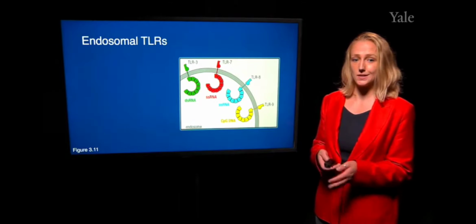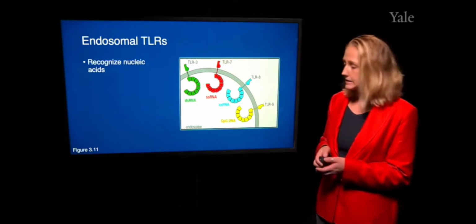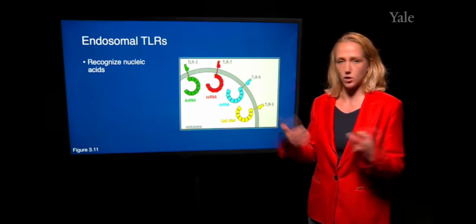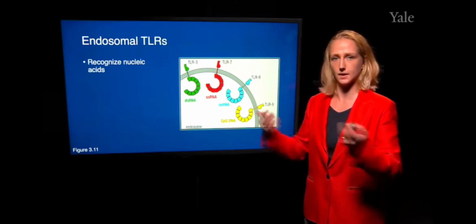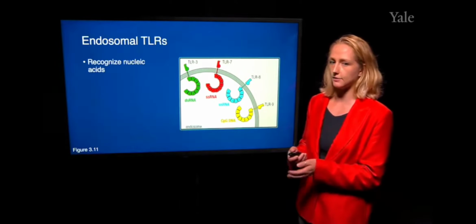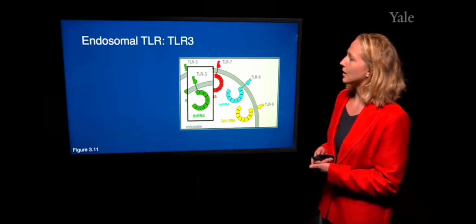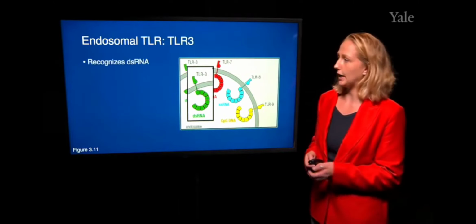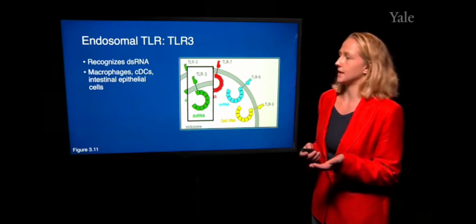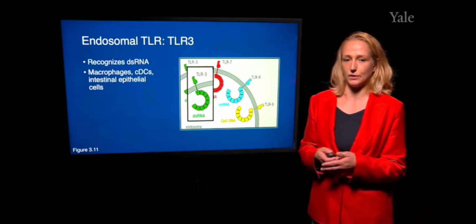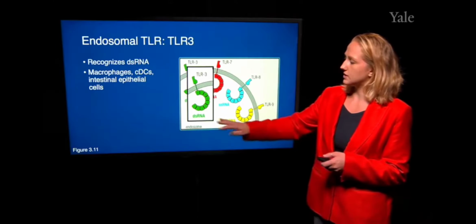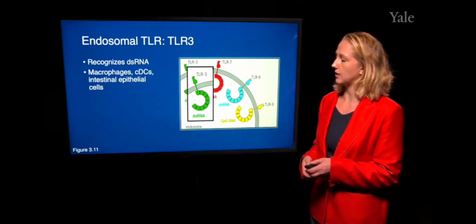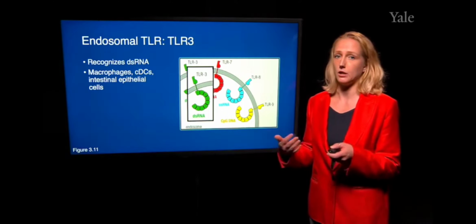So these recognize nucleic acids, and that might be somewhat surprising because you could think, well, hosts have nucleic acids, hosts have DNA, hosts have RNA, but you'll see in a few slides why this is important. So first, let's start out with TLR3. So TLR3 recognizes double-stranded RNA, and it's expressed on macrophages, conventional DCs, and intestinal epithelial cells. And double-stranded RNA is something that host species typically don't have, so TLR3 recognizes a nucleic acid species that mammalian cells typically do not have.